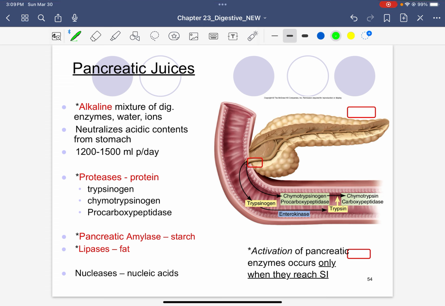I do want to point out one thing. The pancreatic enzymes collectively are alkaline, and that's important. Remember, coming from the stomach, the fluid, the chyme, is very acidic. Remember, the stomach is so acidic. So the pancreas, therefore, when it secretes its enzymes into the duodenum, they're going to be alkaline to help balance out all the acid from the stomach.